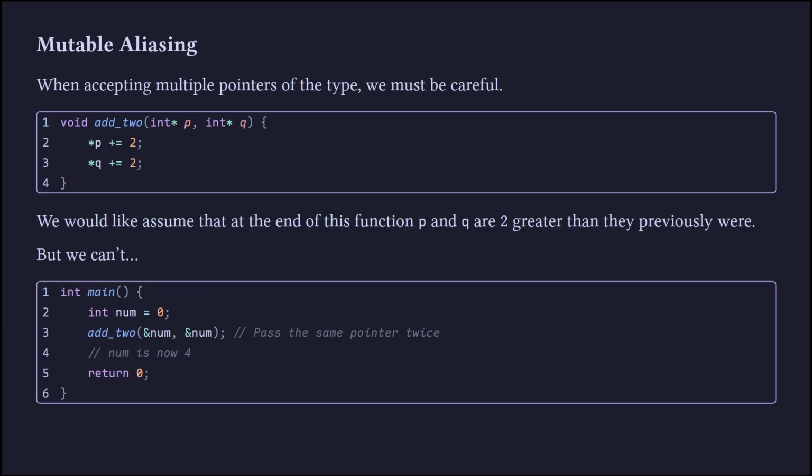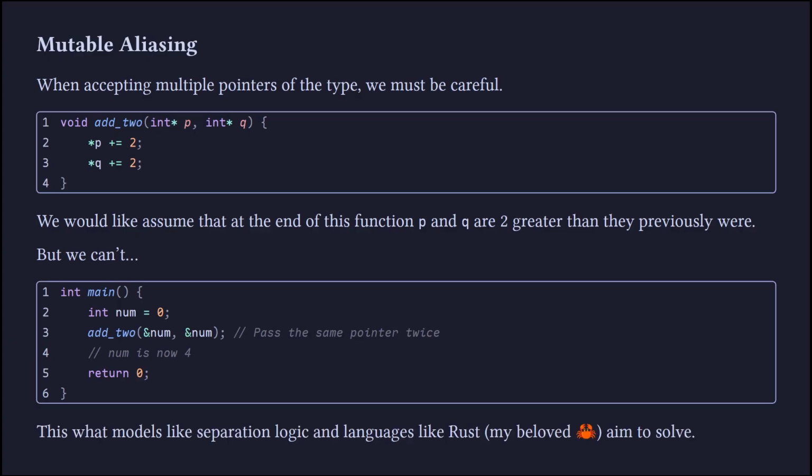This is obviously quite an issue, and it's one of the things that can really throw people, passing the same reference twice and updating a value. This is what models like separation logic and language features like Rust's distinction between shared XOR mutable are designed to solve, so that you can know in the syntax or at compile time or when you're doing analysis whether 2 pointers will ever point to the same location, which turns out is a very useful thing to be able to know.